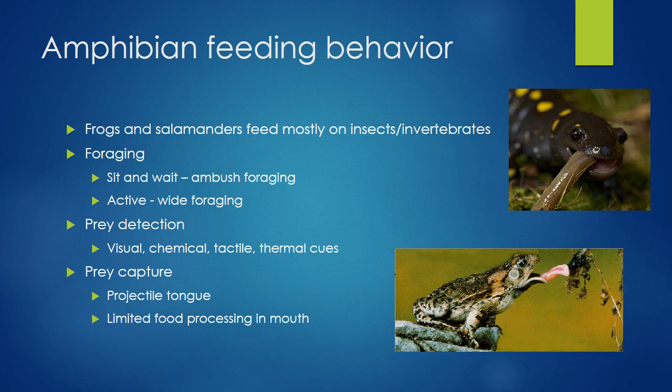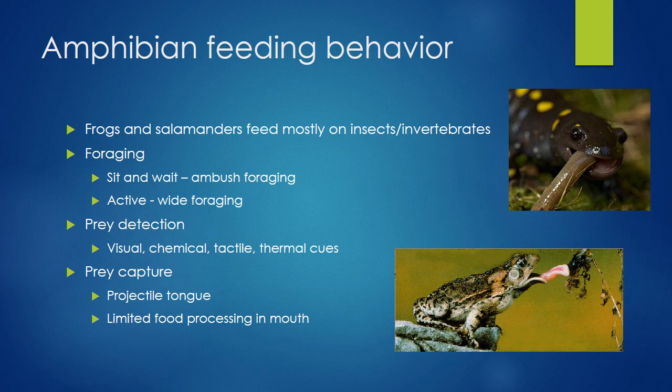So, amphibian feeding behavior. Most amphibians, frogs and salamanders, feed mostly on insects and invertebrates. There are some exceptions to that, but in general, that's the case. There are two main approaches to foraging. You can either sit and wait, which is called ambush foraging, or there's active foraging, also called wide foraging. The sit and wait foraging requires less energy, right? Because you're just sitting there waiting for prey to arrive.